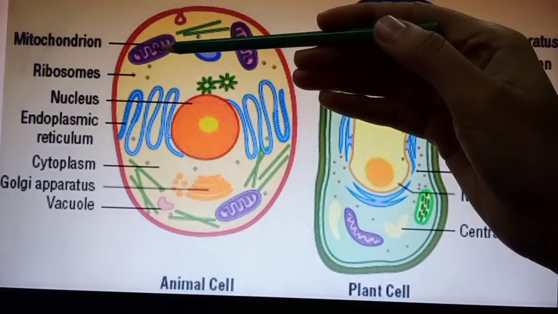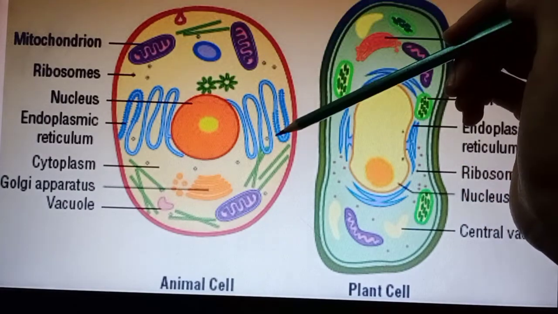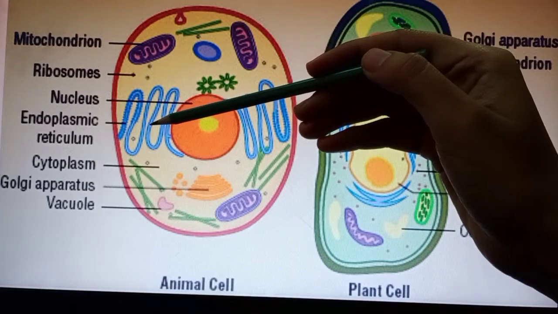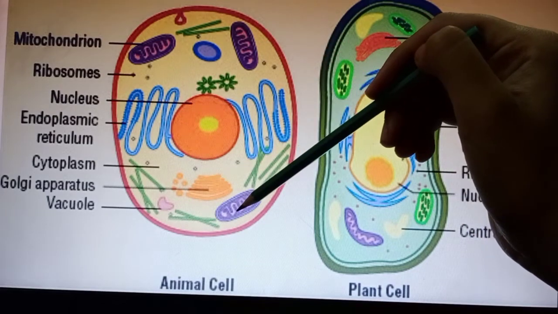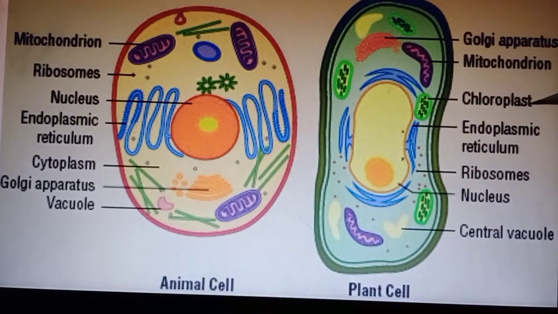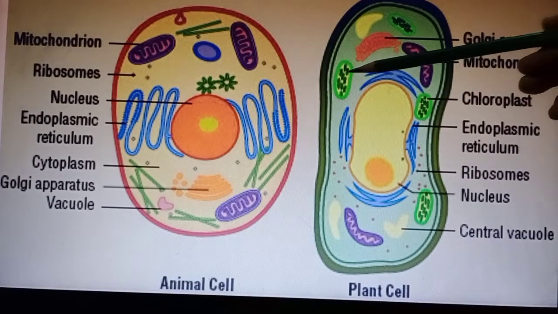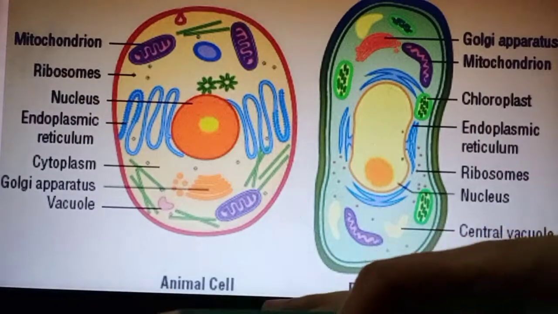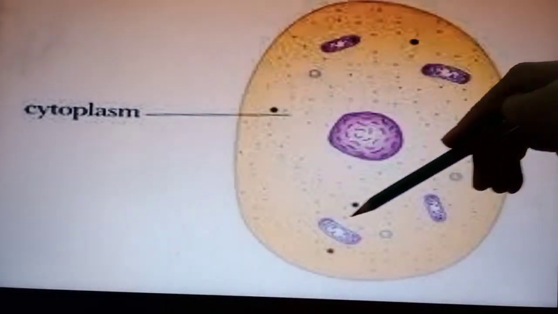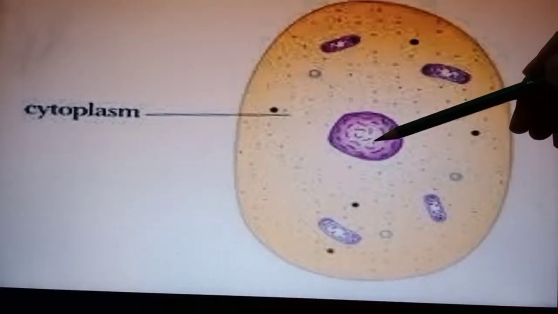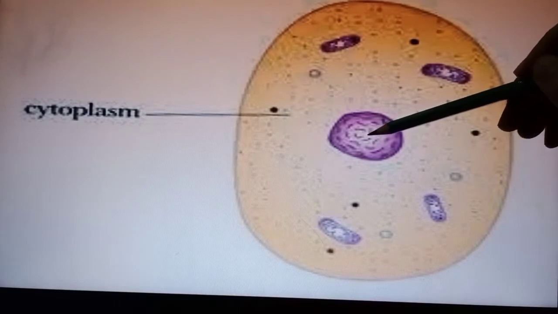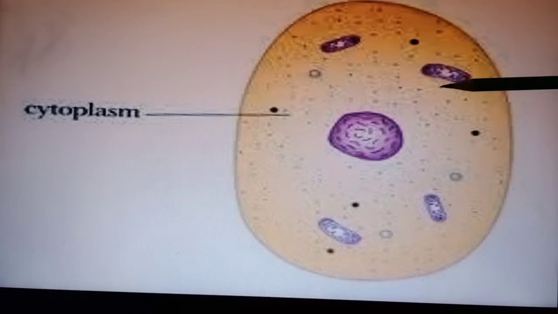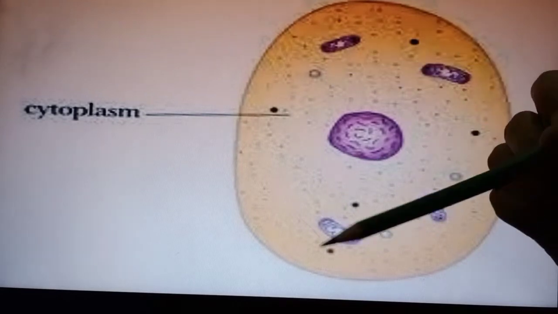There are a number of cell organelles or cell structures, some of which are mitochondria, ribosomes, endoplasmic reticulum, Golgi apparatus, vacuoles, and in the plants, chloroplasts are also present for photosynthesis. These are all cell organelles which are embedded inside the cytoplasm. But nucleus is not considered to be a part of cytoplasm. All other organelles are considered to be part of cytoplasm.